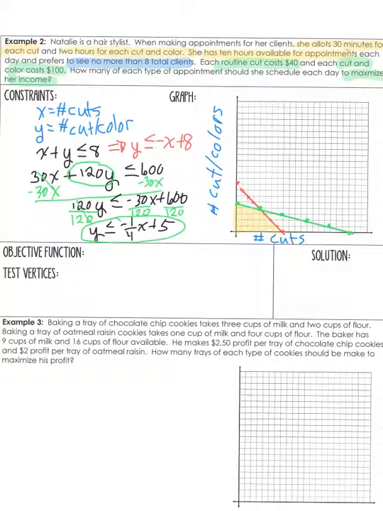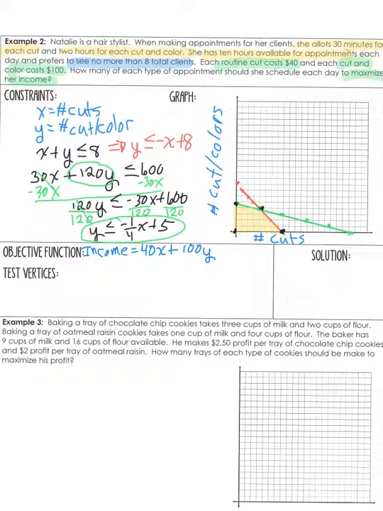Okay. And now we're going to find our vertices. So I have a vertex here, here, here, and here. So we did not write our objective function yet, so let's go ahead and write that. So it says each routine, so we've got income. Income equals. So she makes $40 on a cut, and that's our X value, so 40 times X plus, and she makes $100 on a cut and color, so that's 100 times the number of cut and colors.